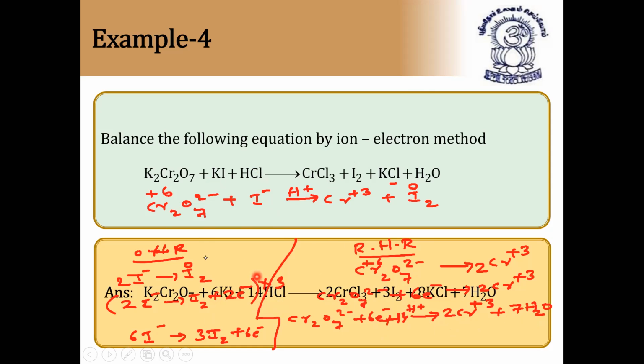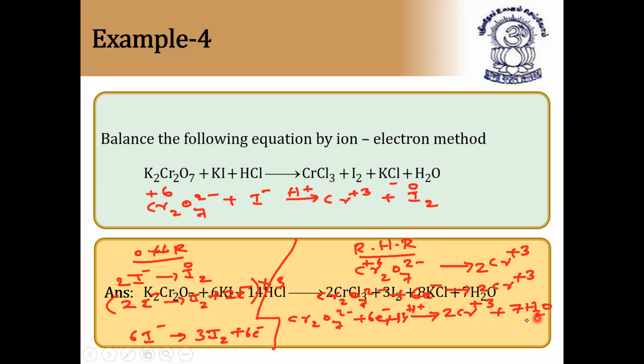And 7H2O. Just we have to write this equation in ionic form, then we have to balance. And in place of iodide, we have to keep potassium iodide. And in place of Cr plus 3, we have to keep CrCl3. And 3 moles of iodine, as we got here also. The 6 and 6 electrons will get cancelled.